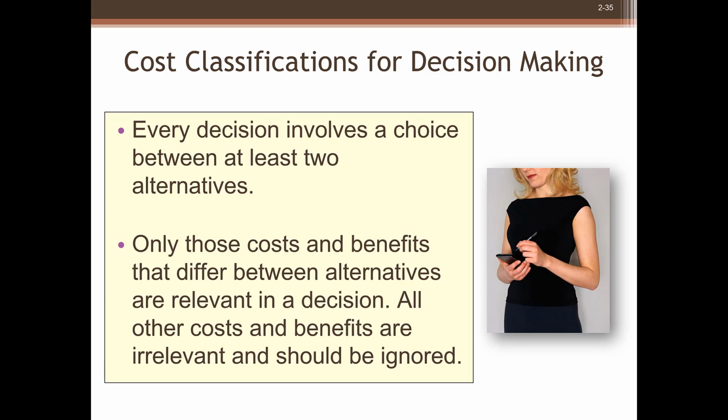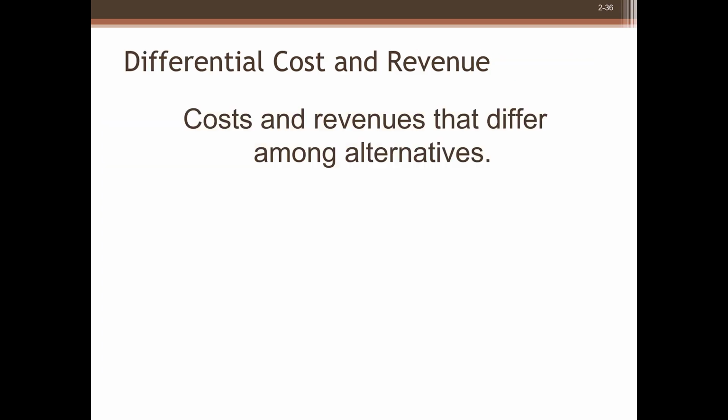Costs and benefits which differ between alternatives are relevant in the decision, but all other costs and benefits are irrelevant and should be ignored. To make a decision, we need to know three classifications: differential costs, opportunity costs, and sunk costs. Differential cost and revenue. Differential cost is the difference in cost between any two alternatives. Differential cost can be either fixed or variable. Differential revenue is the difference in revenue between two alternatives.